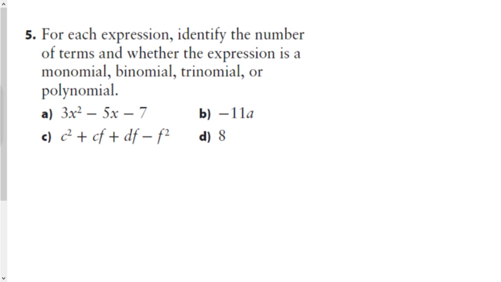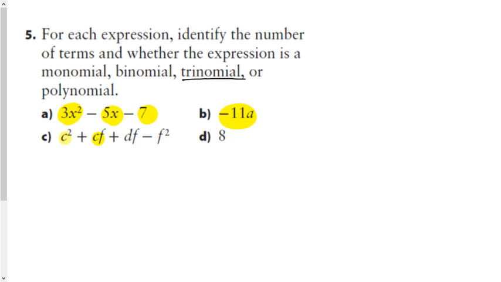Question 5 says, for each expression, identify the number of terms and whether the expression is a monomial, binomial, trinomial, or polynomial. Well, in A, I'll grab my highlighter, we have 1 term, 2 terms, 3 terms, so we call that a trinomial. In the second one, we just have one term because there are no addition or subtraction signs.